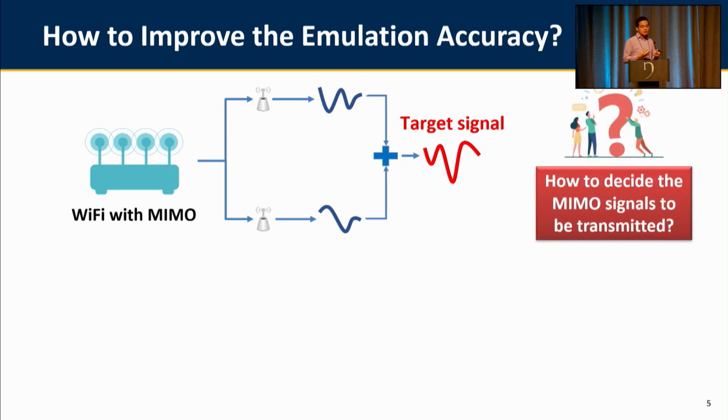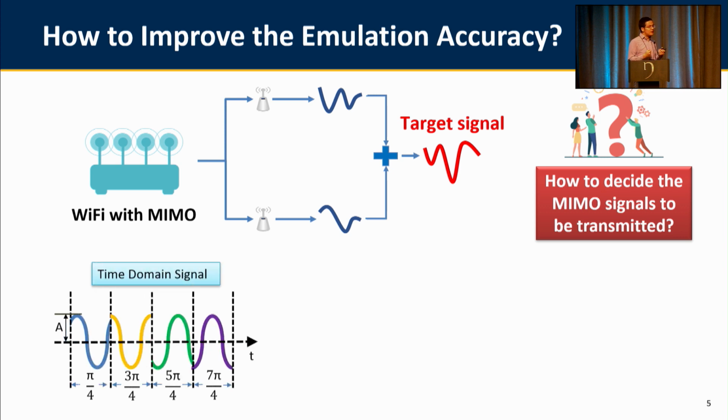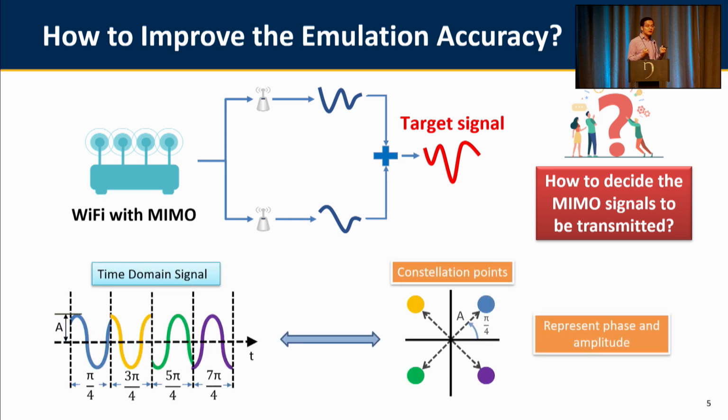Now, in order to realize this basic idea, the key question we have to answer is how we select these multiple signals to be transmitted in different MIMO streams. Our basic rationale behind such a selection is based on the QAM modulation being used in current Wi-Fi systems. As you can see from this figure, in QAM modulation, we can always find the correspondence between any time domain signal and the corresponding constellation point on the complex plane.